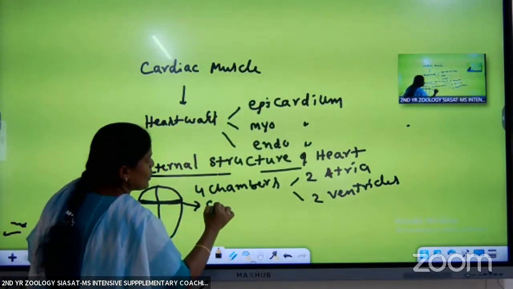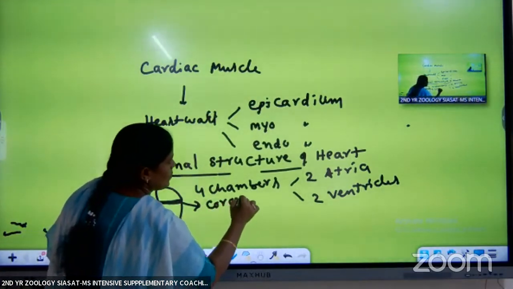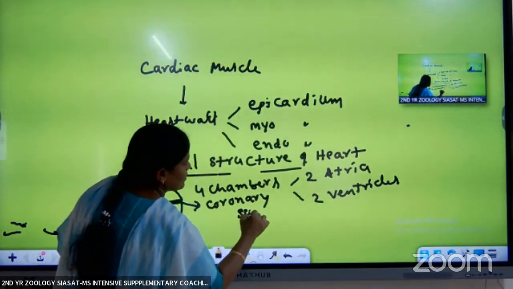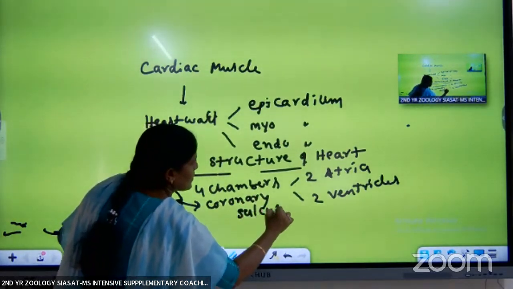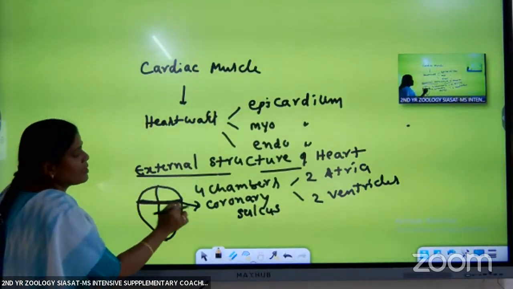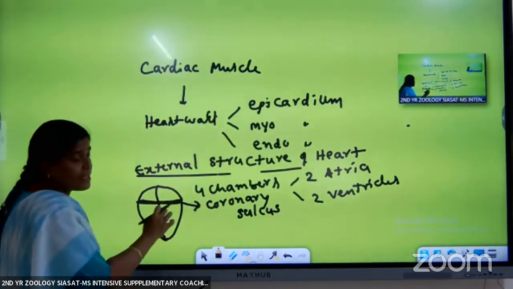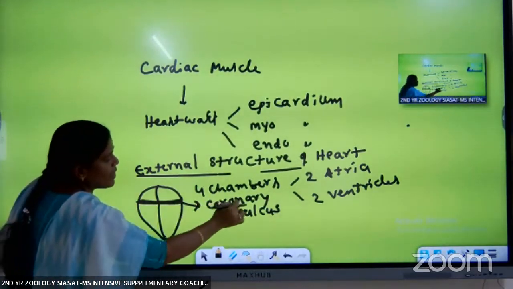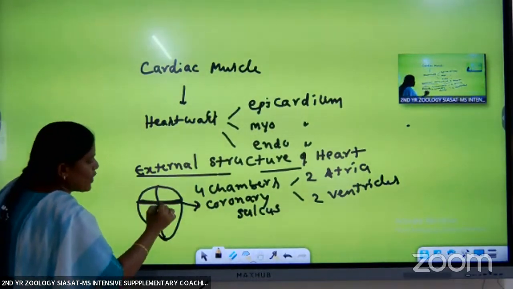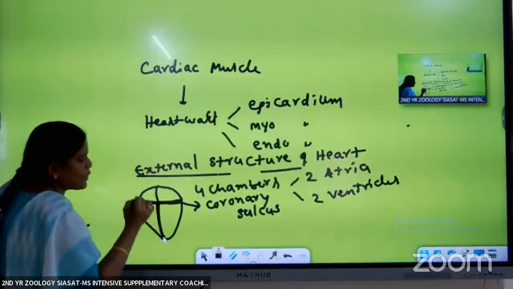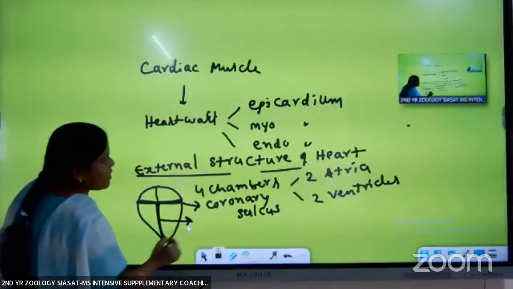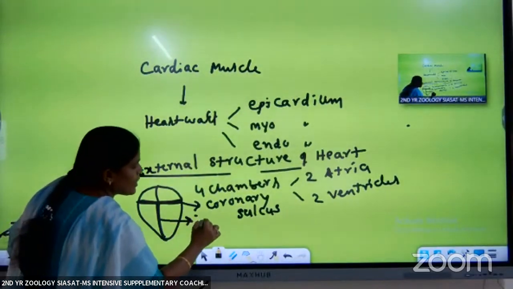That we call the coronary sulcus. The coronary sulcus is visible between the atria and ventricles. It is a horizontal groove that appears, which we call the coronary sulcus. Next, down between the two ventricles, one more groove is visible longitudinally, that we call the interventricular septum.